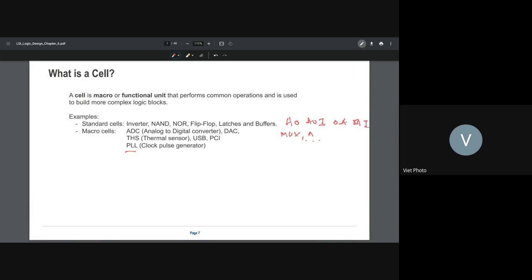So what is IP? IP is just a macro cell, but you have to buy it because it's done by a certain third-party vendor. They made it with a certain performance, and let's say they make a very good, very fast multiplier, then they wrap it into a black box and sell it. We have to buy it because it's IP, intellectual property, right? The macro cell that we have to buy, that's IP.